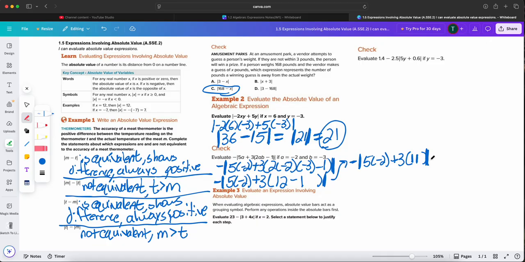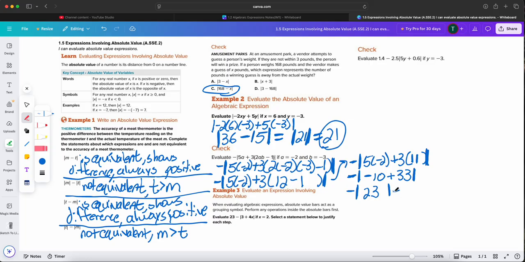So then we move on to our multiplication division in this, because there are no exponents. 5 times negative 2 is negative 10. 3 times 11 is 33. So we have this negative 10 here with a positive 33. That is going to get us a positive 23. So 23 is 23 units from 0. So the absolute value of 23 is 23. But there's a negative on the outside.